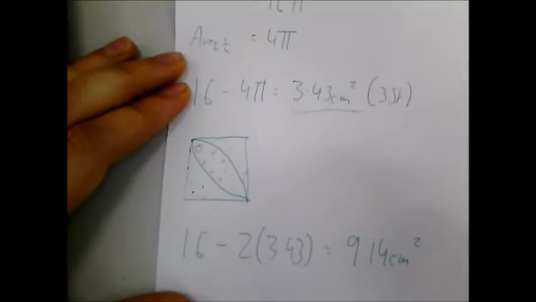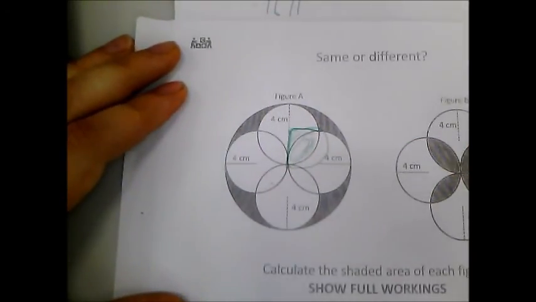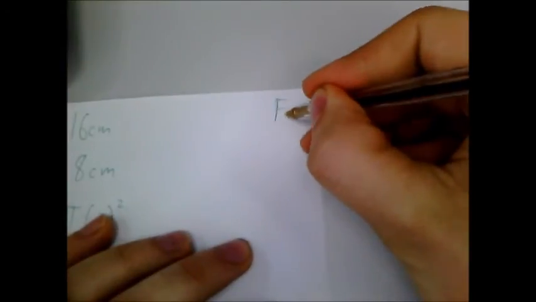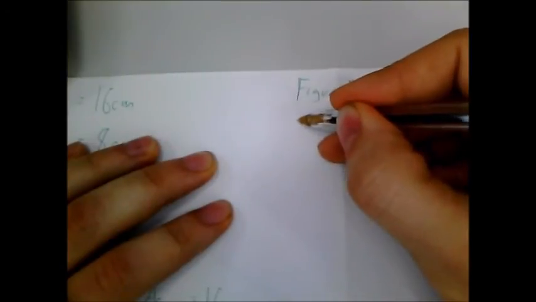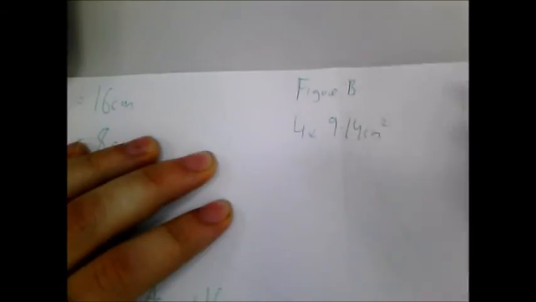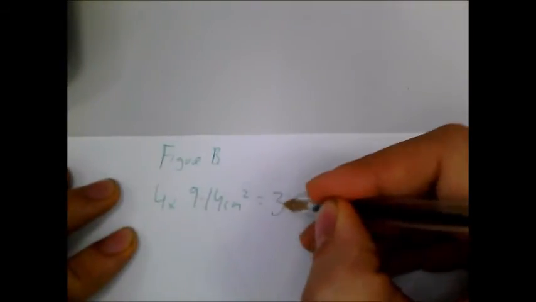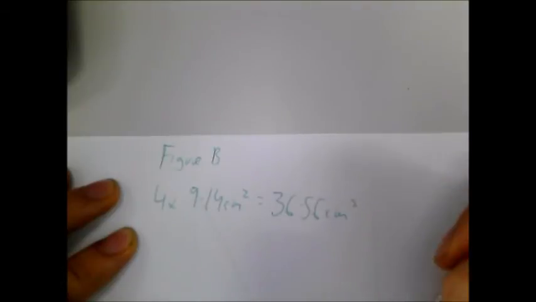Now that we've got this bit, we should have no problems with working out the area of this shaded region here, and the same for figure B. In fact, I can see that figure B is actually the easiest one to do at this point, so let's do that one first. Figure B was just the area of 4 lots of the flower petal shapes, so we just want to do 4 lots of 9.14 centimeters squared, and put that into your calculator, and that should give you 36.56 centimeters squared.